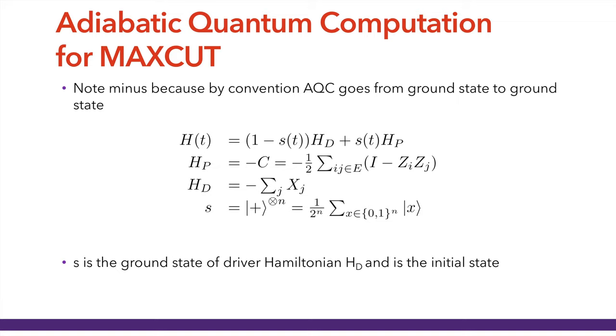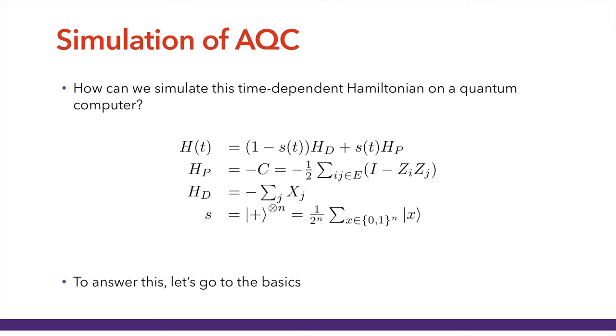So how do we simulate this time-dependent Hamiltonian on a quantum computer? To answer that, let's go back to the very basics, to the Schrödinger equation.